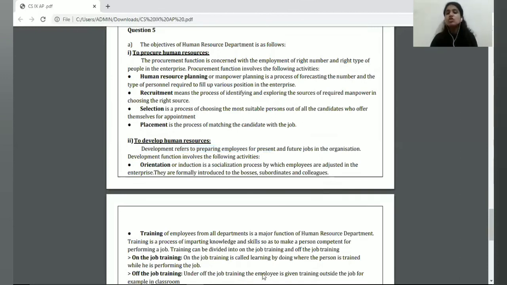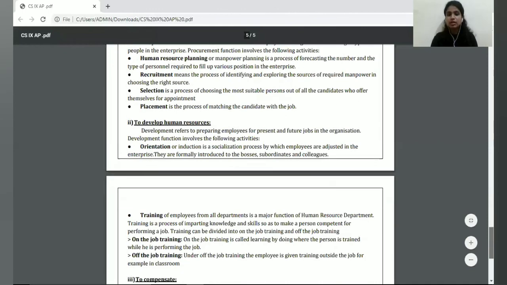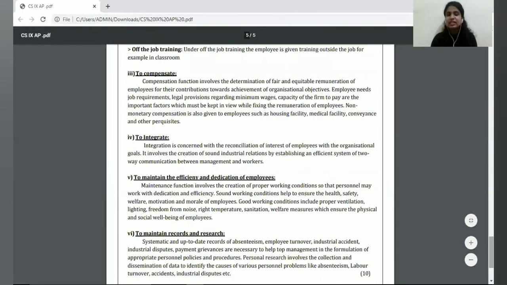Now, under training also there are two types of training: on the job training and off the job training. So on the job has to be explained, off the job also has to be explained in one or two sentences. The next objective is to compensate. So you will write a suitable explanation that one of the objectives of the HR department is to compensate the employees for the work that is done by them. You have to include that compensation is done both monetary compensation as well as non-monetary compensation. So all of that has to be included under this point.